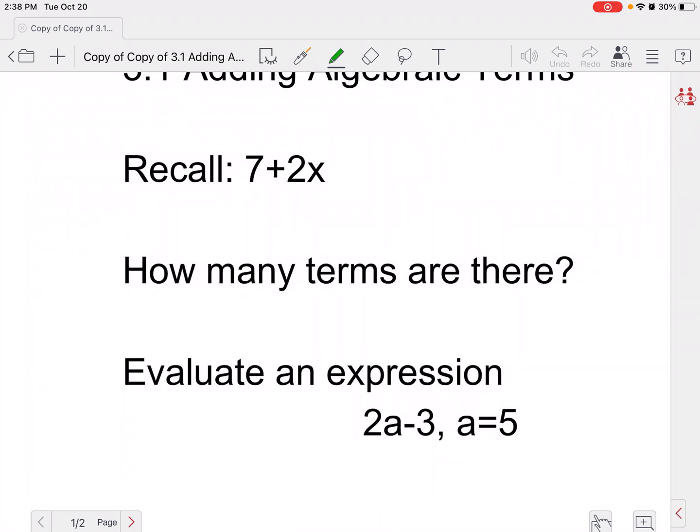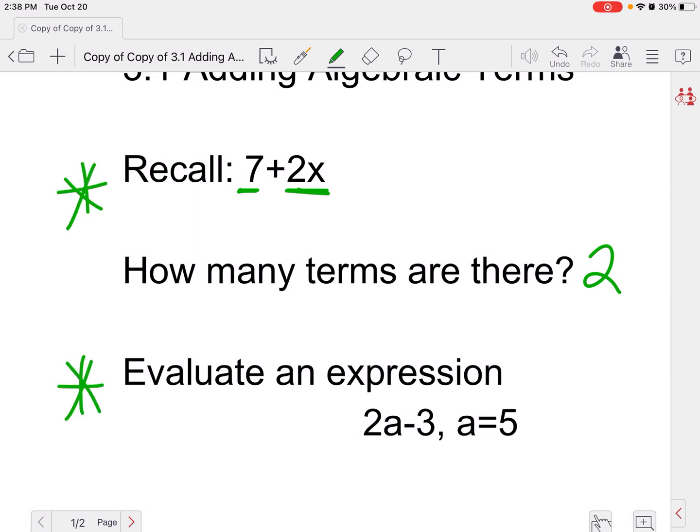So we have 7 plus 2x, and the first question is how many terms are there? And terms are separated by addition and subtraction signs. So here there are 2 terms because there's 2 chunks of information. We have the 7 and the 2x. Okay, so that was one thing that we learned last year.